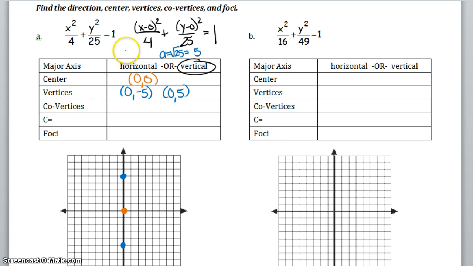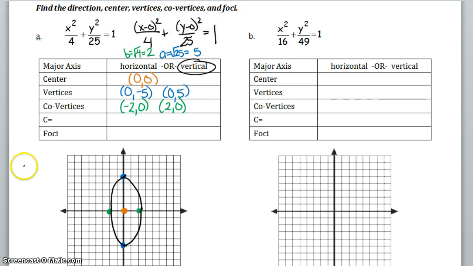Next, I need co-vertices. This is going to come from taking the square root of b squared, so of our 4, and that's 2. That means I need to move the minor axis, so the other direction, horizontally, left and right, 2 units. And then again, name them for my chart. Next, before I can actually place the foci, I want to connect my vertices and my co-vertices. This gets rid of me accidentally connecting my foci and co-vertices instead of the vertices and co-vertices.